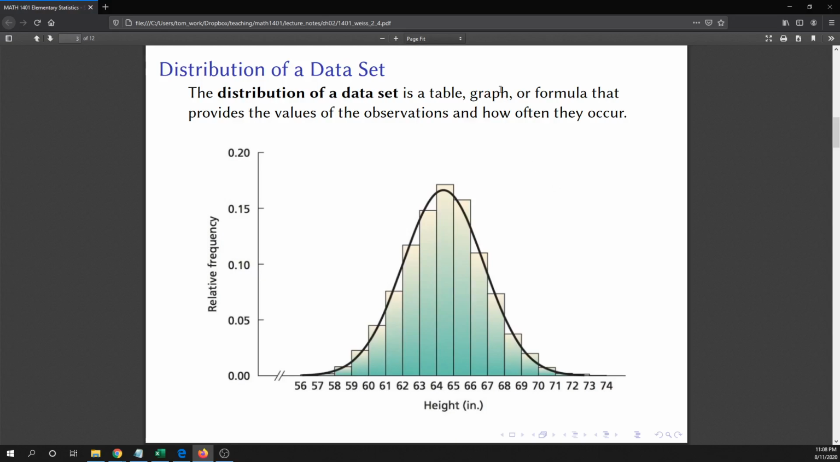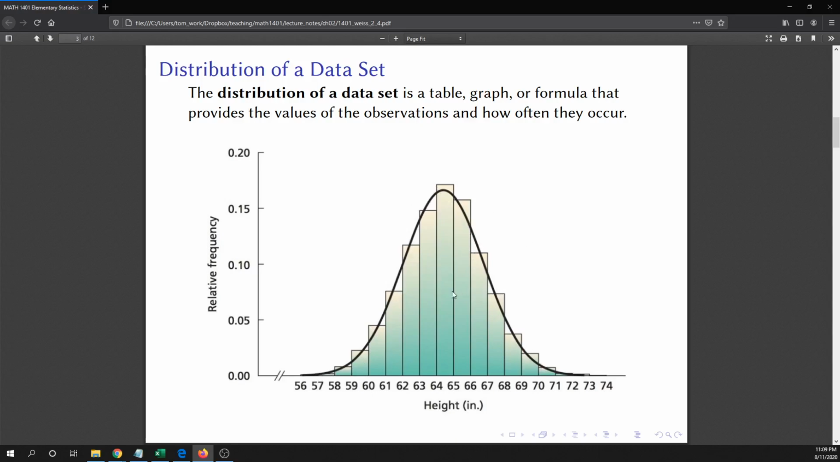You could have a graph. So here we have kind of two graphs, one put over the top of the other. Here you can see we have a histogram, and this is a relative frequency histogram, the green bars. And then there is this black curve that's put over the top of it. That's what's called a density curve for this distribution. So that's something we'll talk about in the future.